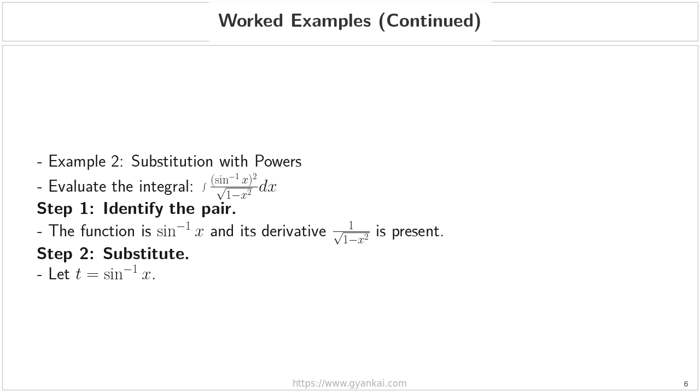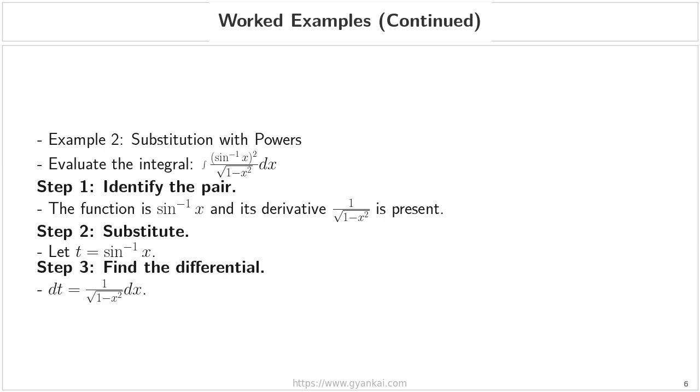Now, let's make our substitution. We'll let t equal sin inverse x. This is where we're simplifying the integral by replacing a more complex function with a simple variable. Step 3, find the differential. Remember, we can't just change variables without accounting for it in the dx part of the integral. So, we need to find dt in terms of dx.